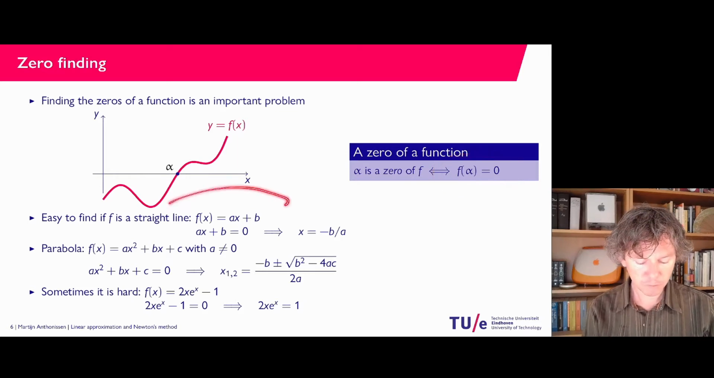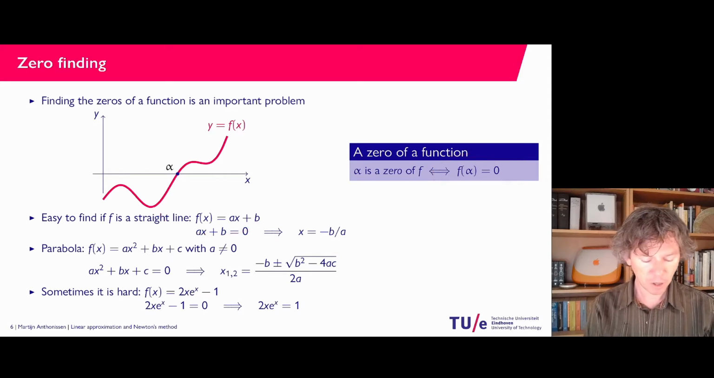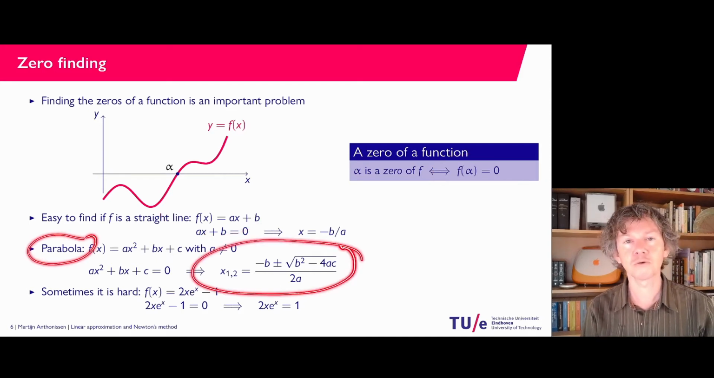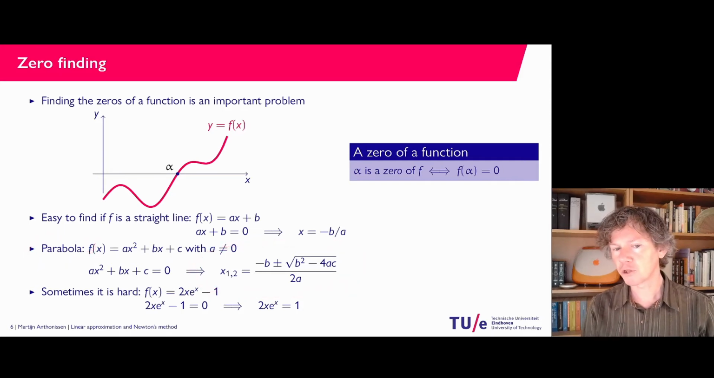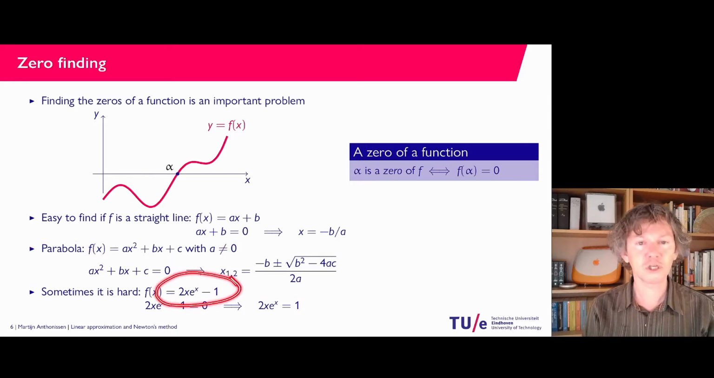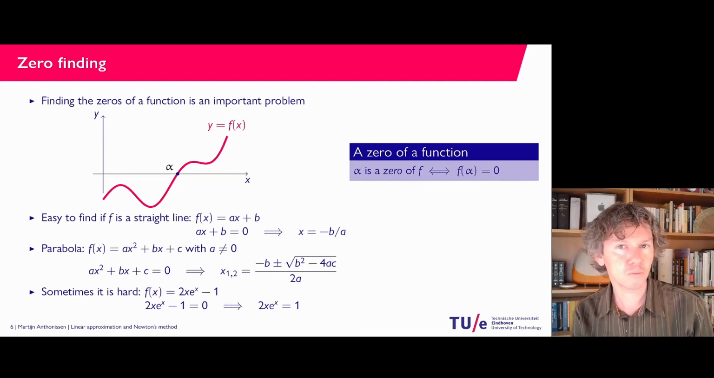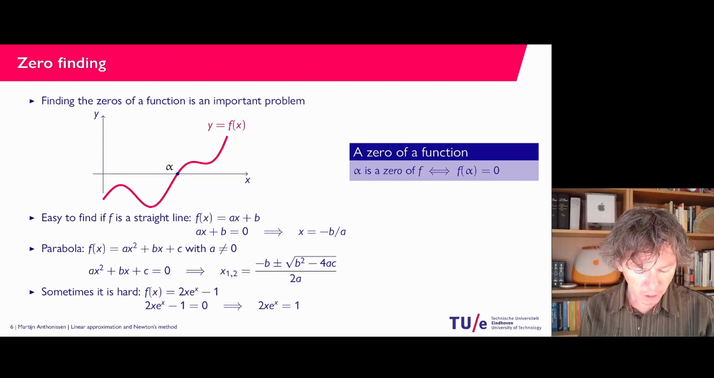Sometimes it's easy. If you have a straight line, you can easily compute where it intersects the horizontal axis. If you have a parabola, we have the standard ABC formula, so there we can also do it. But even for very simple equations like this one, the function 2x times e to the power x minus 1, if you want to know where this equals 0, you will not find a nice analytical expression. So what can we do?